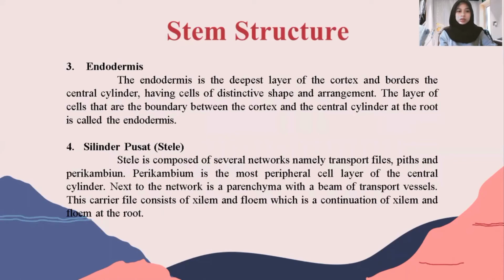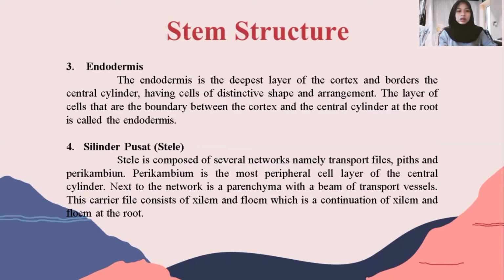Number 3, endodermis. Endodermis is the deepest layer of the cortex and borders the central cylinder. The layer of cells that is the boundary between the cortex and the central cylinder at the root is called the endodermis.